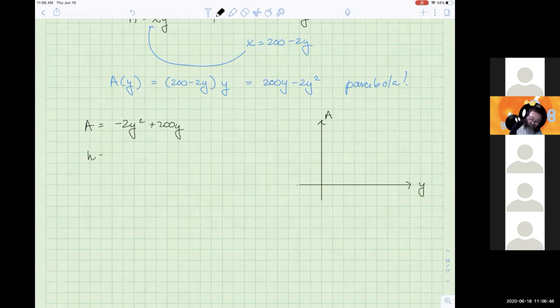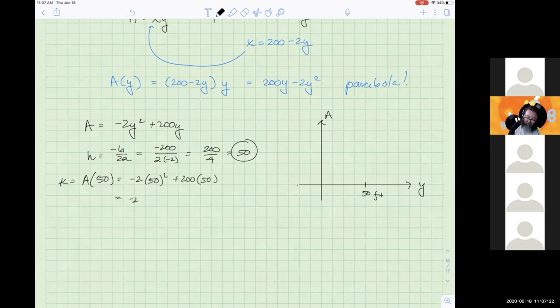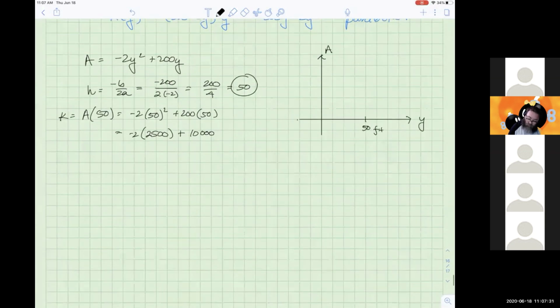And I can tell you that the vertex H is negative B over 2A, which is negative 200 over 2 times negative 2, which is 200 over 4, which is 50. And so at 50 feet, we're going to get a maximum area. The K value is A at 50, which is negative 2 times 50 squared plus 200 times 50, which is negative 2 times 2500 plus 10,000, which is 10,000 minus 5,000, which is 5,000. And so that is my K value. And this is the vertex, 50, 5,000.